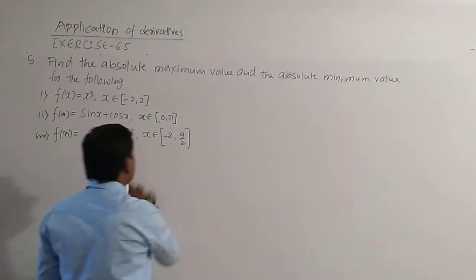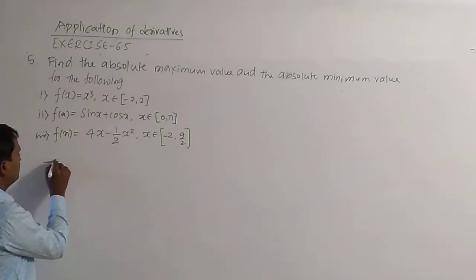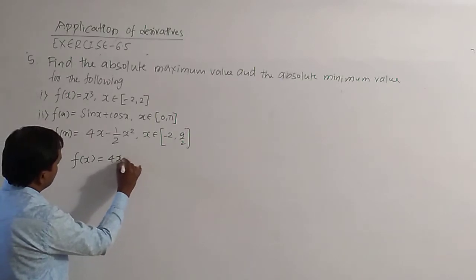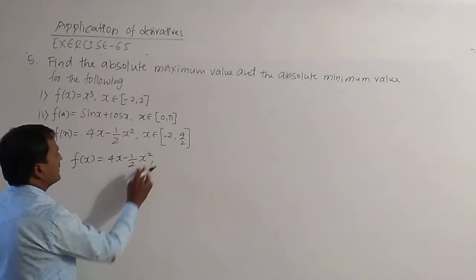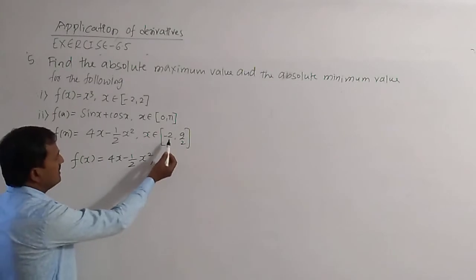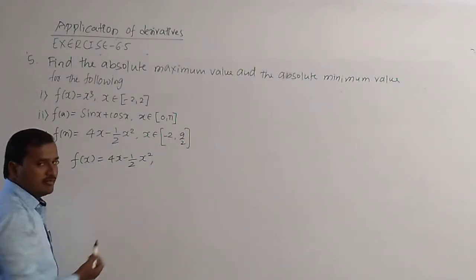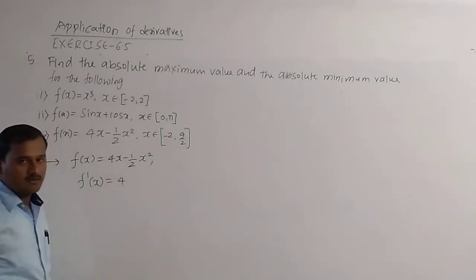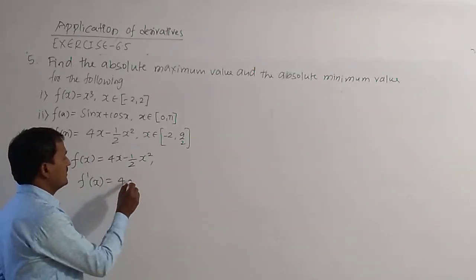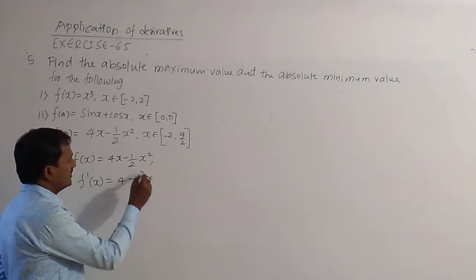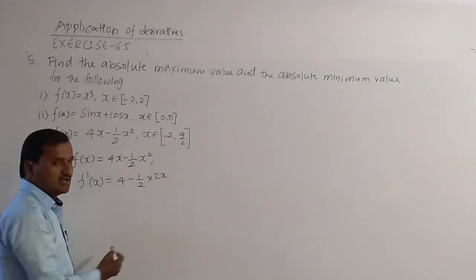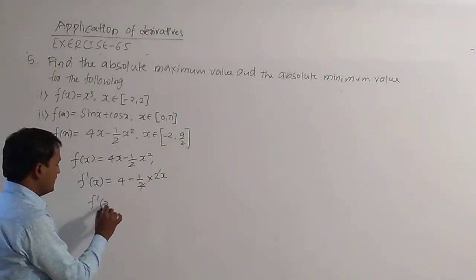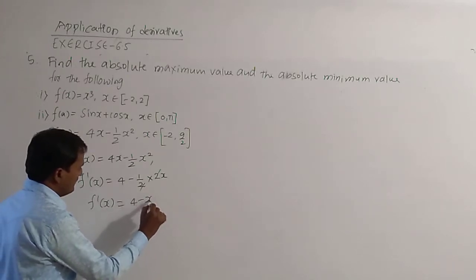Okay, so the third question here only I will solve, right? So f of x equal to 4x minus 1 by 2 x square. This x belongs to the closed interval -2 comma 9 by 2. So first I will find f dash of x, so therefore 4. What is the differentiation of 4x? It is 4, minus 1 by 2 into the differentiation of x square, that is 2x. So here 2 and 2 will get cancelled. So clearly here what we are getting is f dash of x equal to 4 minus x.